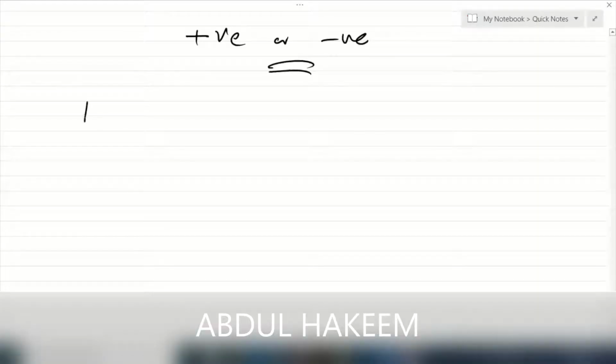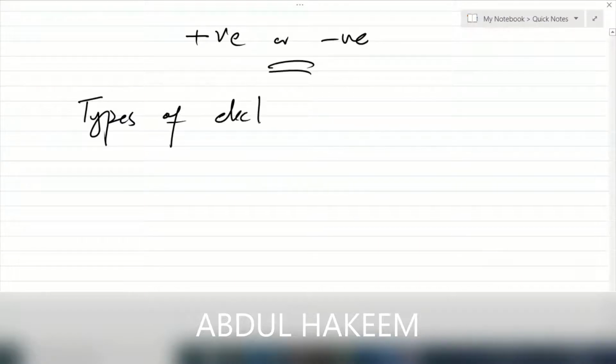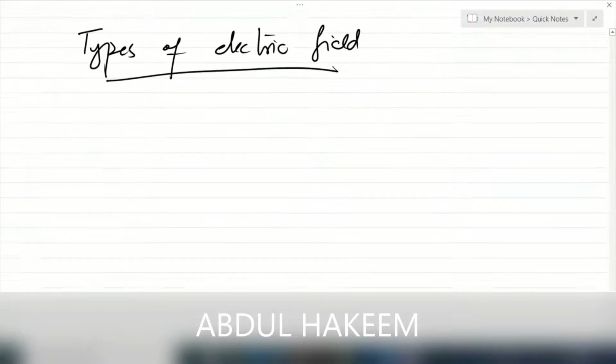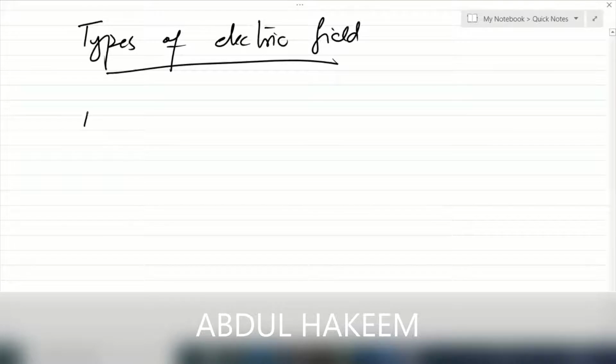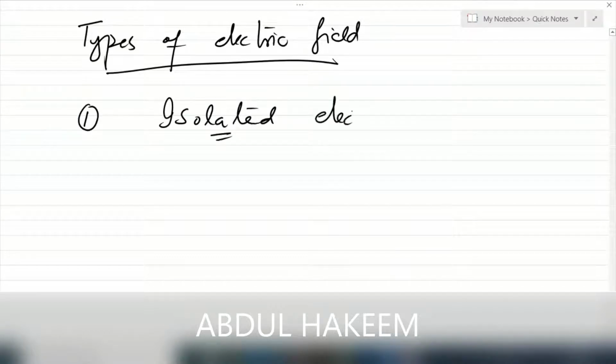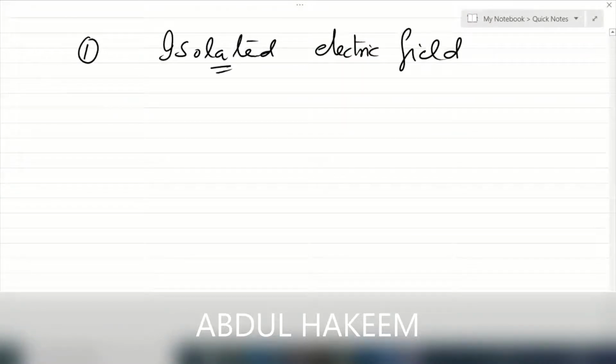Okay, next, the topic is the types of electric field. Types of electric field. Now, there are two types of the field. Number one is the isolated electric field. Mean the field due to isolated charges. Isolated electric field due to single charge.